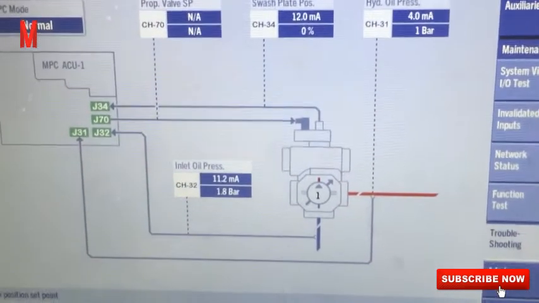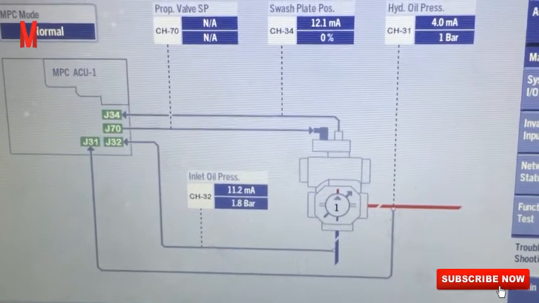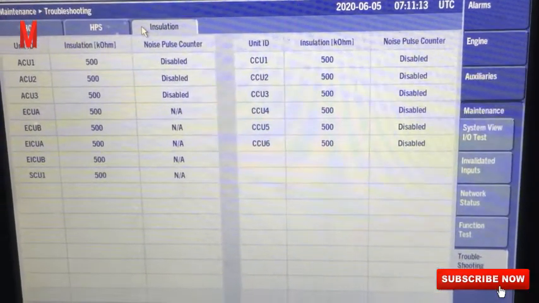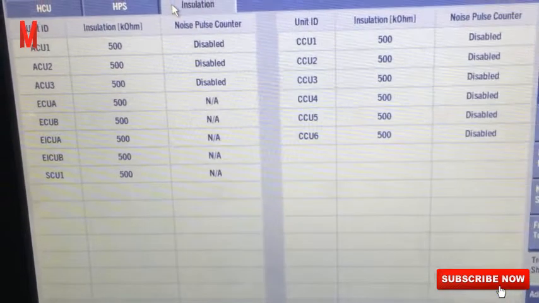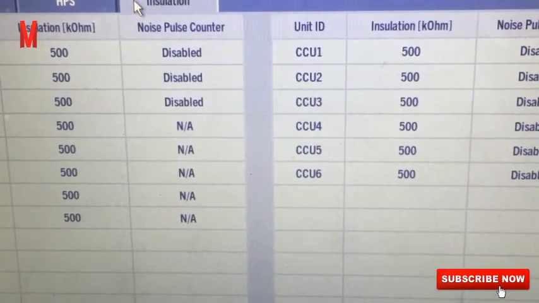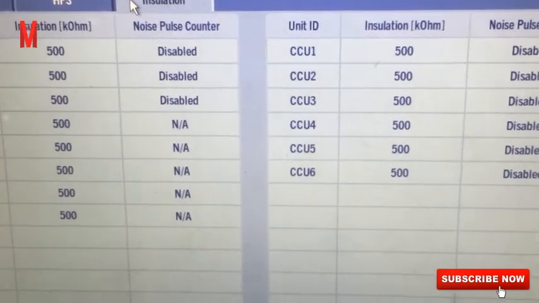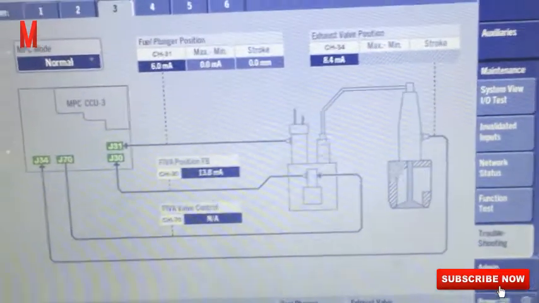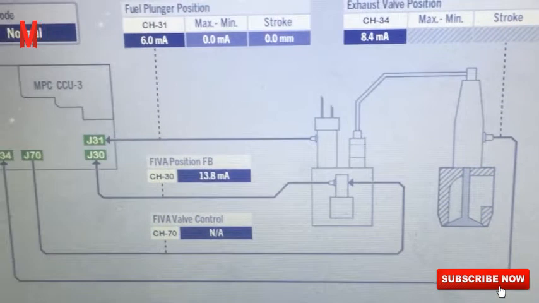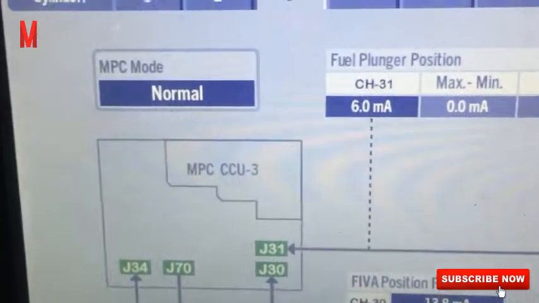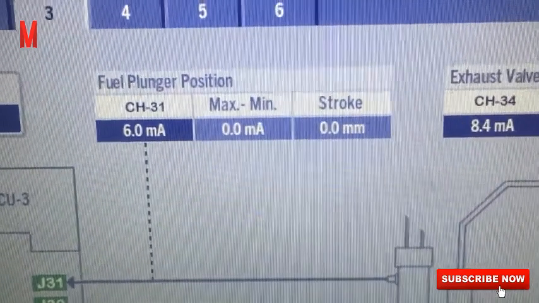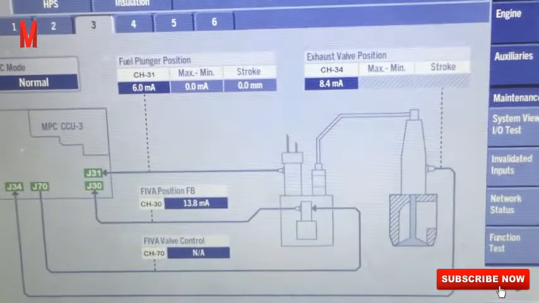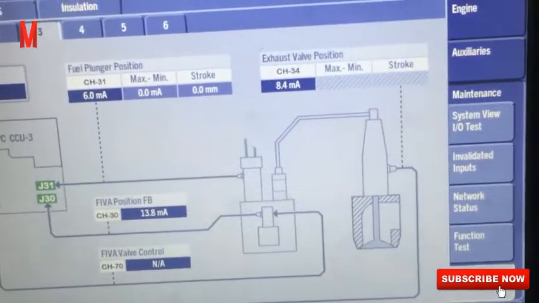You can see here the troubleshooting, in which case when there are troubles, then the MOP will tell you what to do. So we have the installation of each CCU. MPC mode means the multi-purpose controller is normal. If it has a problem, then the mode is not normal, then it's abnormal.